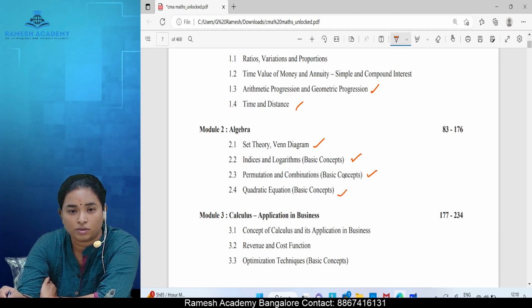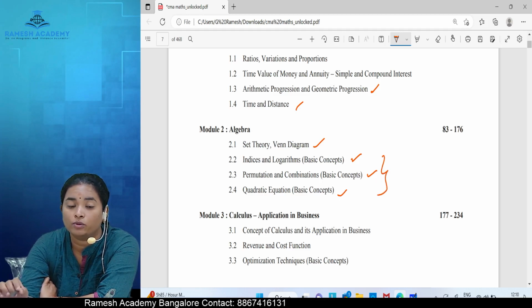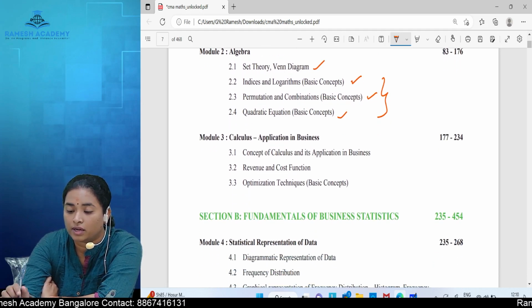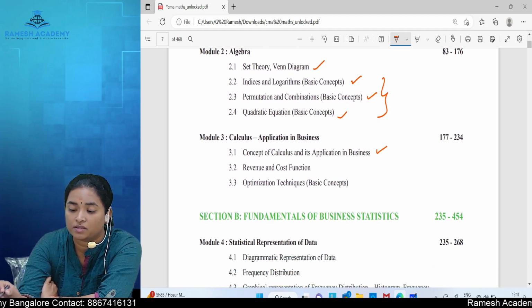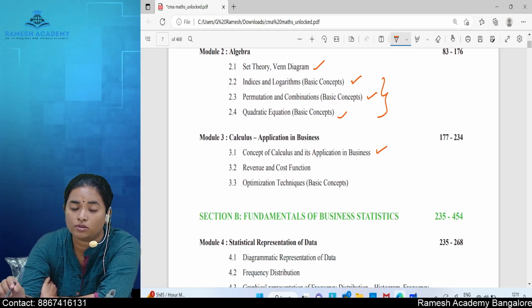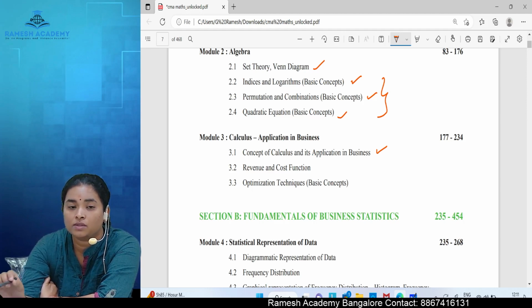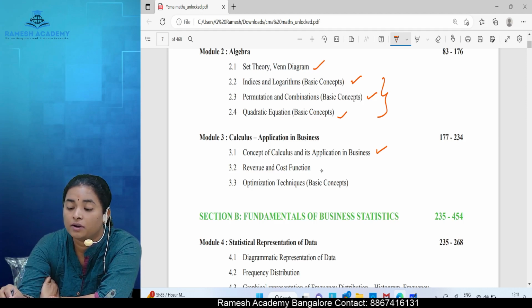However, this is also a basic concept. So in this, there will be basic concepts. The other things we have to go into in very detail. Next, we have concepts of calculus and its application in business. Calculus is not only in business but also in the scientific field. So the basic concepts which you may need for business purposes will be addressed here.